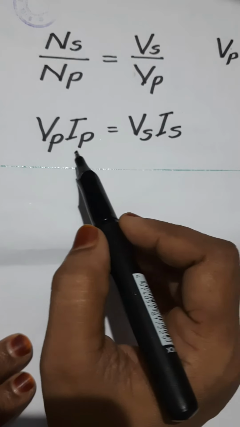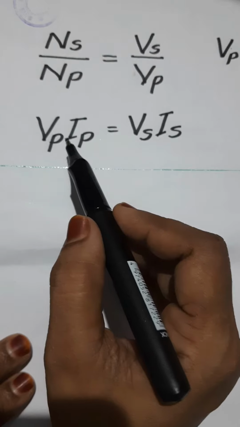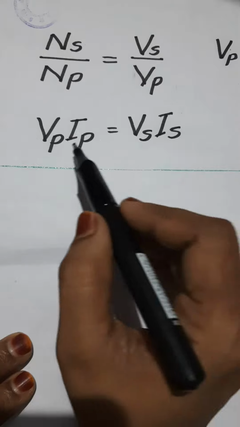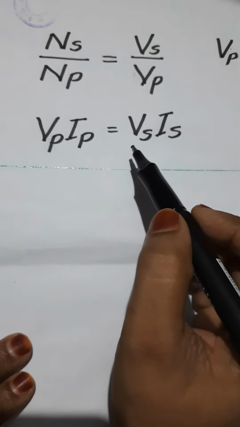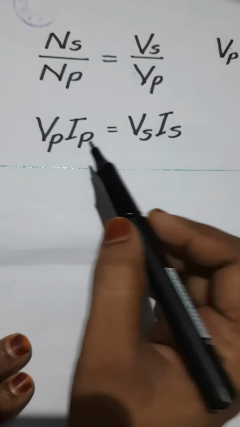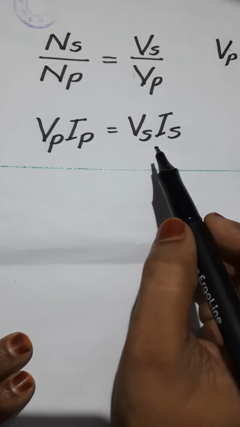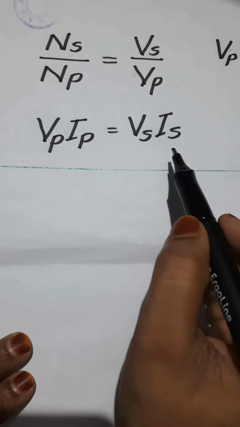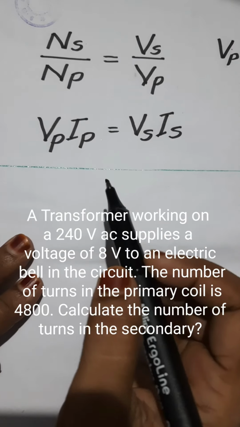If there is no loss of power from a transformer, the power in the primary and that in the secondary will be equal. We have power P equals VI, therefore power in the primary Vp into Ip and power in the secondary Vs into Is. Therefore, Vp into Ip equals Vs into Is. Let us solve the equation.